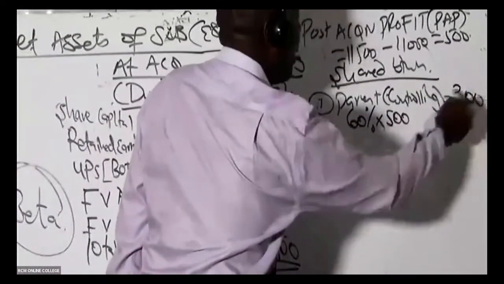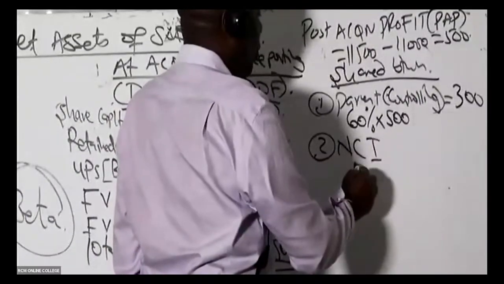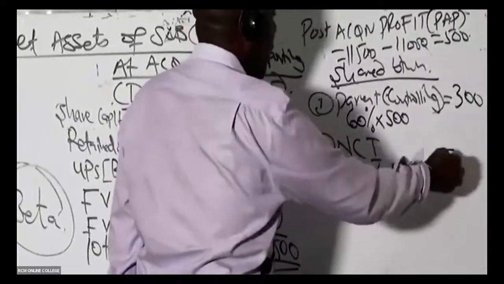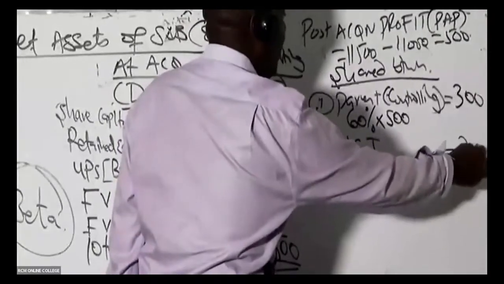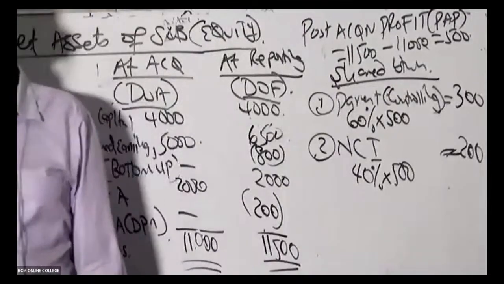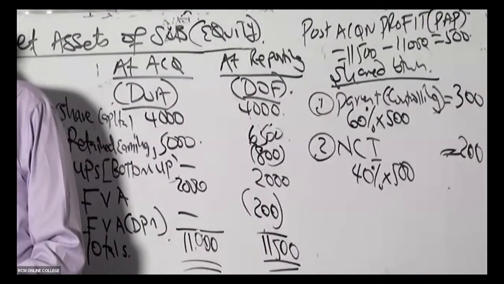The second owner is known as non-controlling interest. So this is 40% of 500, which will end up giving us what here? Which will end up giving 200, isn't it?